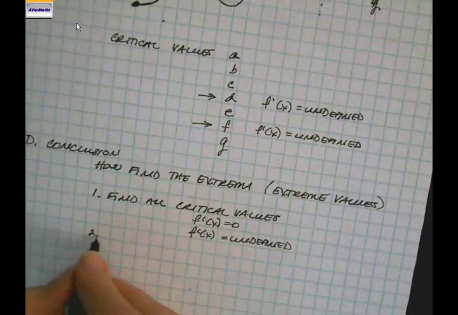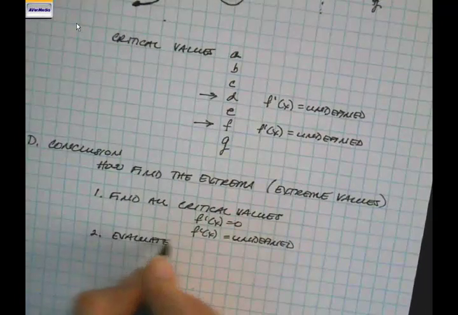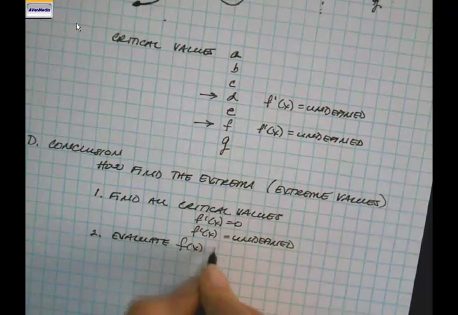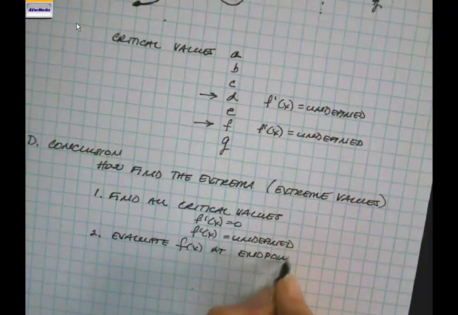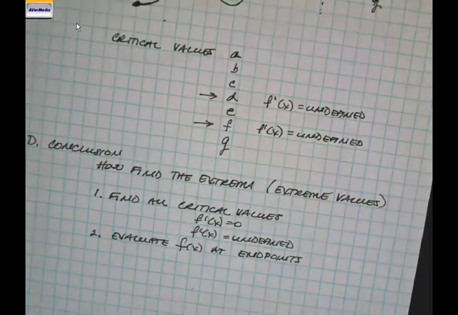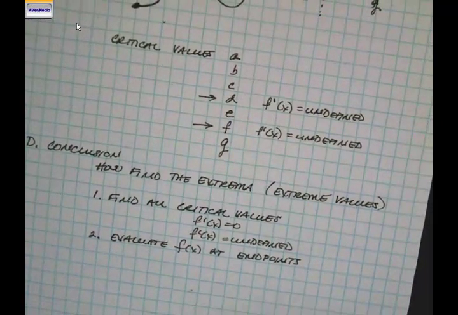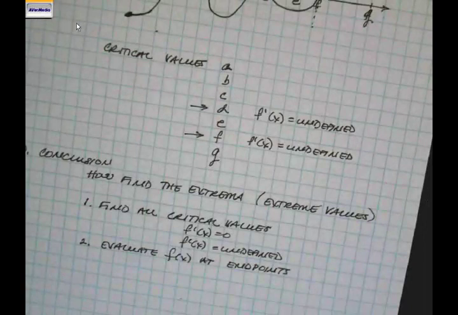The second thing you do is you also evaluate the function value at the endpoints. Okay, look at that endpoint in that graph at G. That was not a place, and I can move it back up here. I'll show, hold on. Evaluate f of x at your endpoints.